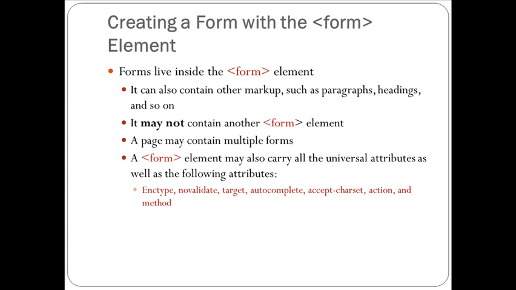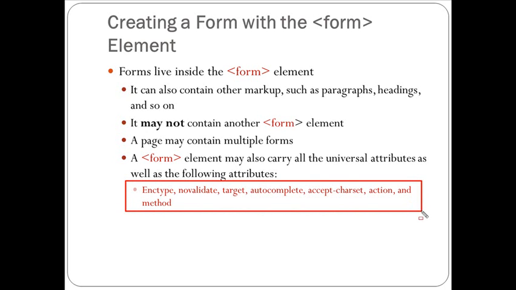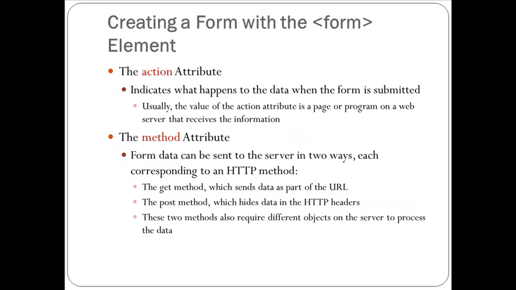The form carries all the universal attributes as well as the additional attributes that you see listed at the bottom of the page here, and we will look at each one of these individually. The action attribute, as I said before, indicates what's going to happen to the data when the form is submitted. It's usually the name of the page or program on the web server that receives the information and then processes that information.